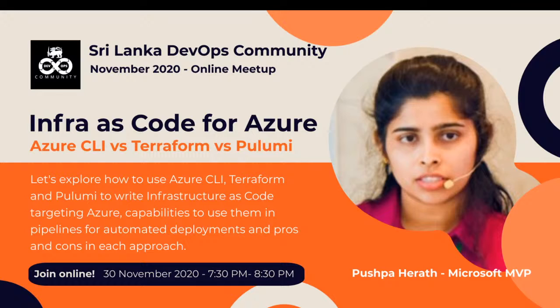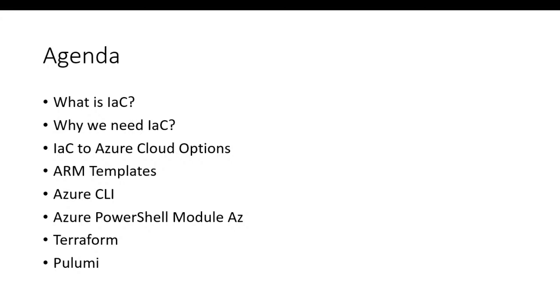In today's session, we are going to look at infra as code, mainly focusing on the Azure platform. First, we will discuss what is infrastructure as code. Then we can look at why we need infrastructure as code. After that, we will be looking at several well-known infrastructure automation tools available in the market and try to identify the cons and pros of each of the tools.